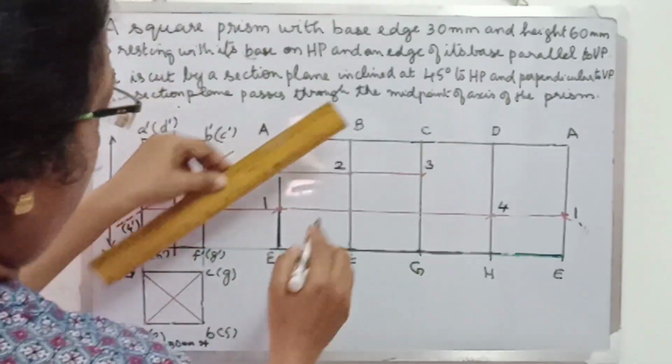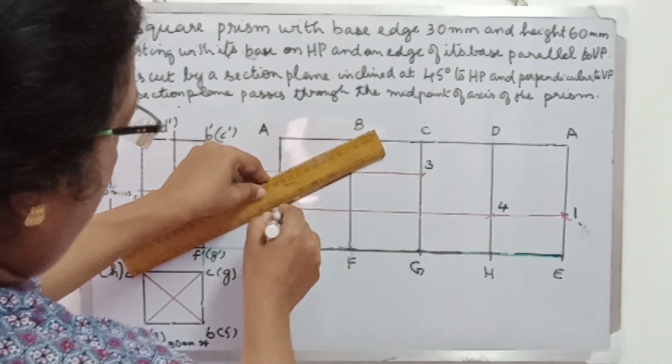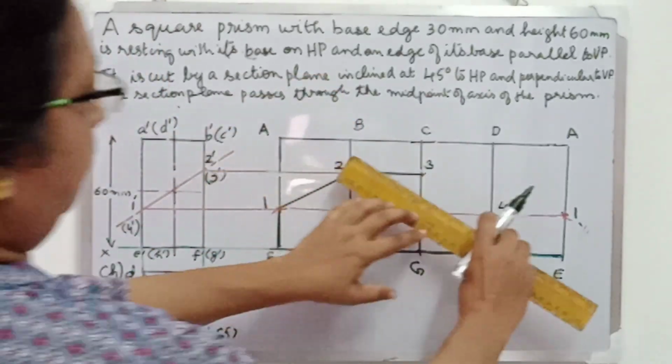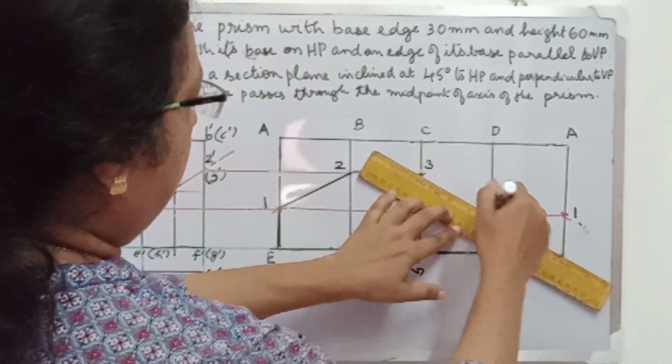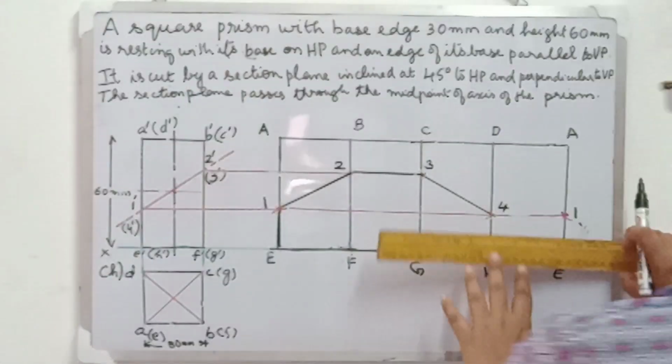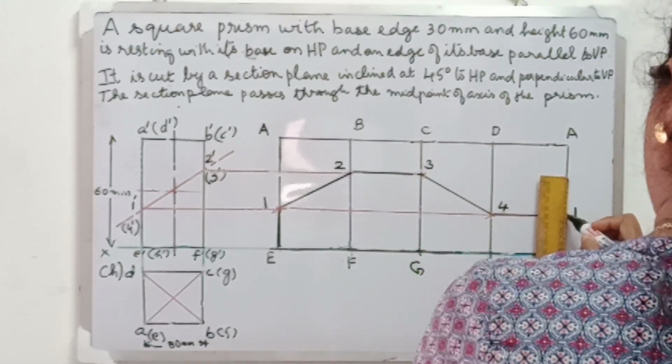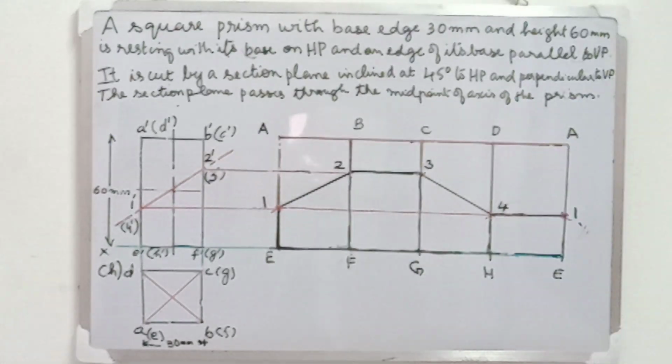As this is a truncated prism, only the bottom portion of this prism will be considered. The top portion, or the portion above the section plane, will be cut and removed. So I am joining the section points 1, 2, 3, 4, 1 and also darkening the bottom edges. So I have completed darkening the outline of the development.